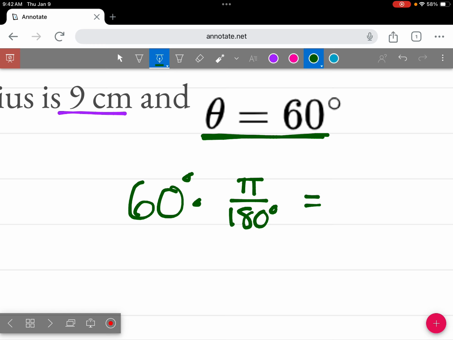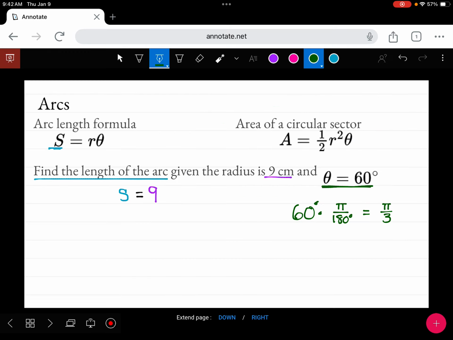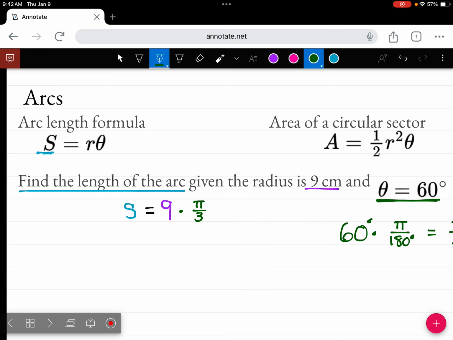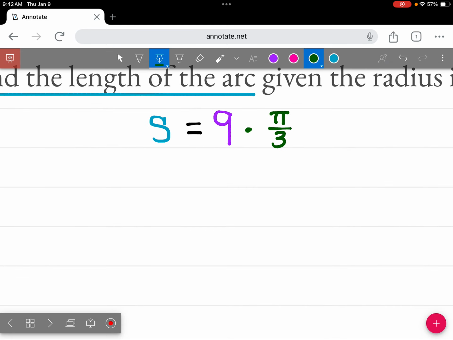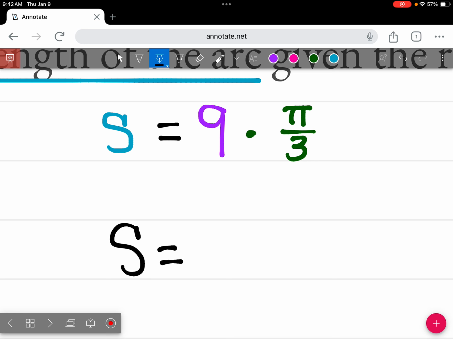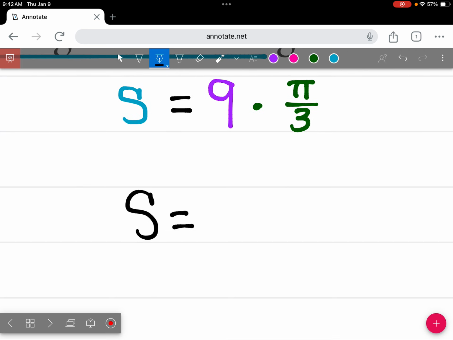Pi over 3. Keep the pi in there. Don't switch it to decimals except on things like radius. If it's a straight line, great. If it's an angle, keep the pi there. So we have 9 times pi over 3. The only time we're converting to actual decimal numbers is if we're looking at a measurement, like a length, side length, or radius length. So what is this simplified? What is the length of this arc? 3 pi.